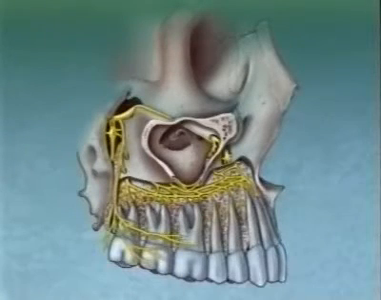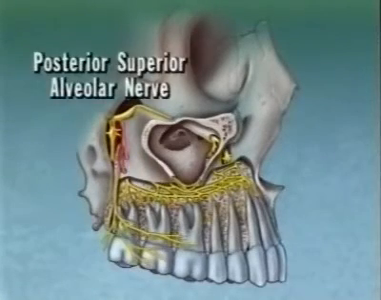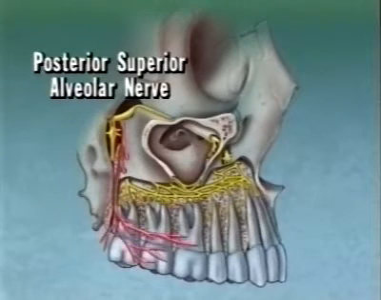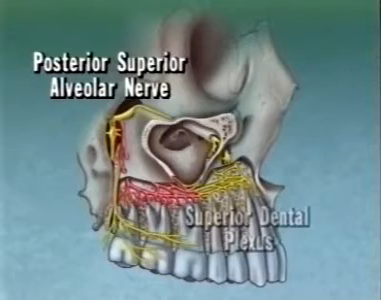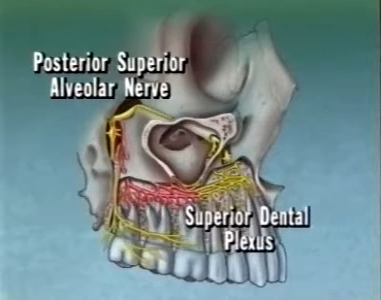The posterior superior alveolar nerve is the last branch to leave the maxillary trunk within the pterygopalatine fossa. Before it enters the maxilla, gingival branches are given off to innervate the buccal soft tissues of the maxillary molar and tuberosity region. The nerve then enters the maxilla and continues down the posterior wall of the maxillary sinus, ultimately contributing fibers to the superior dental plexus.